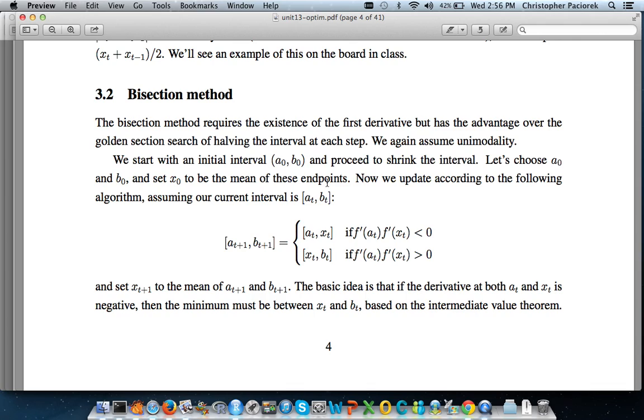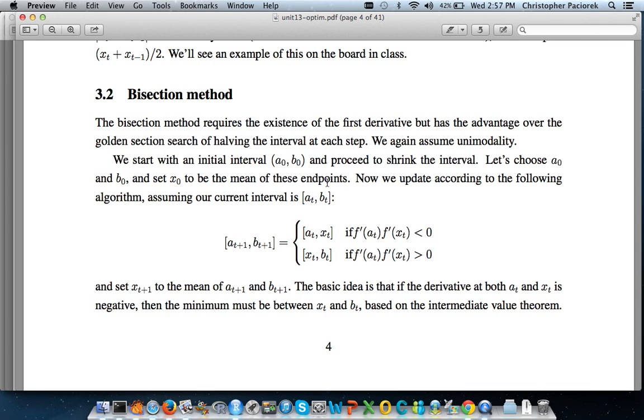And so the idea is that we're going to start with A and B, and I'm still going to have this assumption of unimodality. So what I'm going to do is take a point right in the middle. That's why it's called bisection. I'm going to take this point in the middle, and figure out the value of the derivative at that point in the middle.